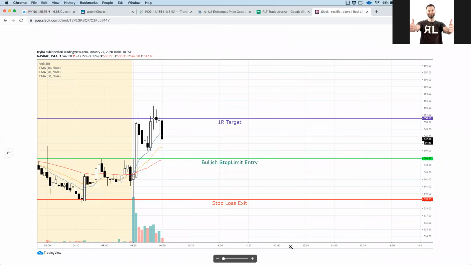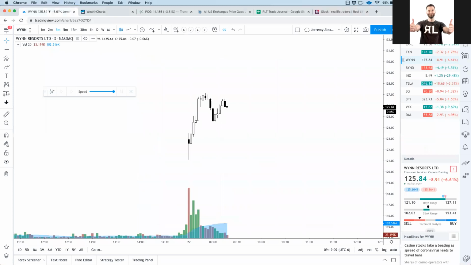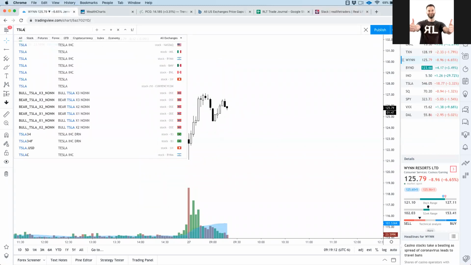Hey, Tom just snagged 1R on Tesla. And check this out, ladies and gentlemen. Tom played my favorite candle. There's your high wave candle right there on Tesla on the 3-minute chart. He played the indecision, and then the indecision became decision. That was his setup, pure and simple.